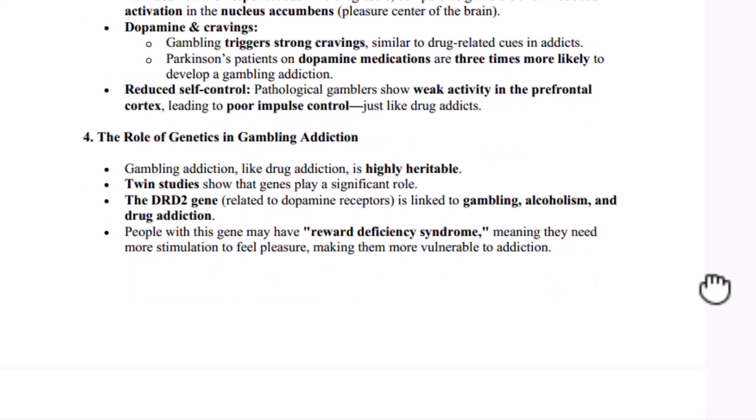The role of genetics in gambling addiction. Gambling addiction, like drug addiction, is highly heritable. Twin studies show that genes play a significant role. The DRD2 gene, related to the dopamine receptor, is linked to gambling, alcoholism, and drug addiction.